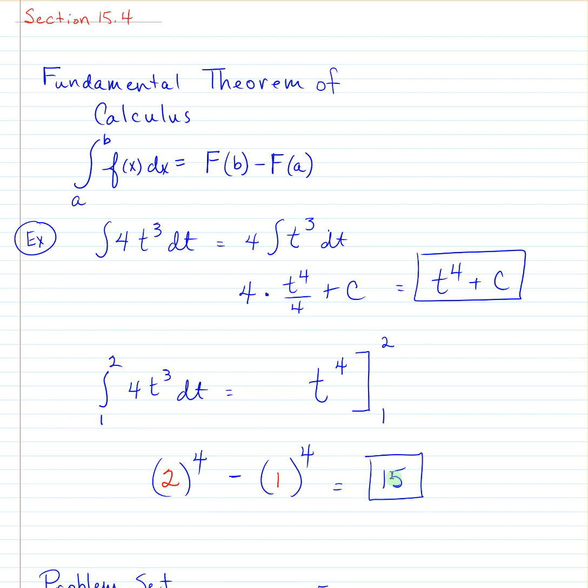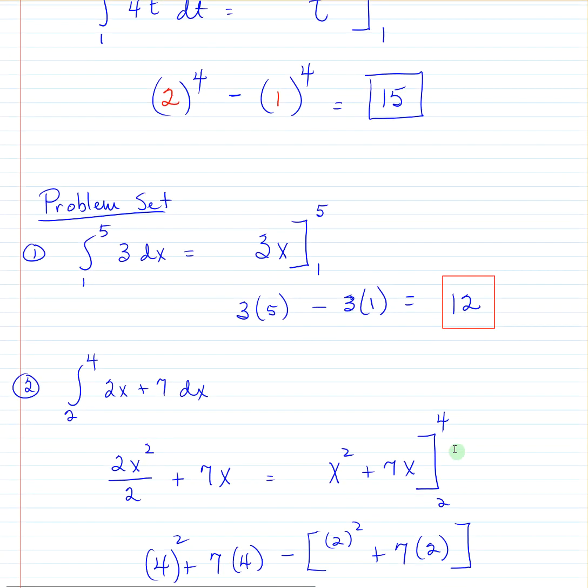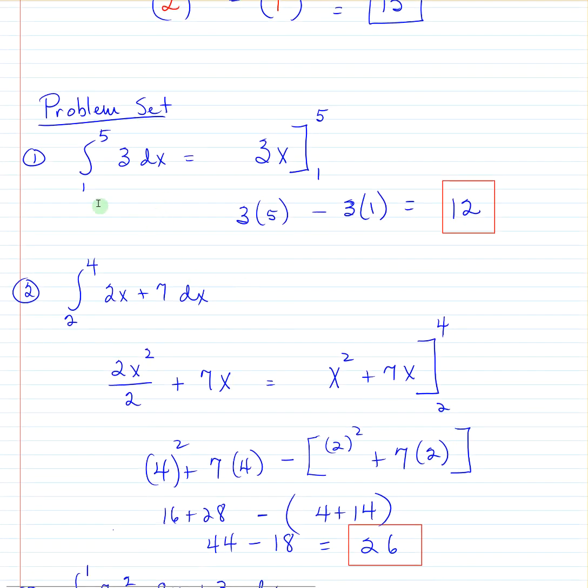Now, there is a way to do definite integrals on the calculator, and we can do those. We'll do some of those by hand, and we'll do some with the calculator. So let's look at our problem set. We start out here, the integral from 1 to 5 of 3 dx. Well, the integral of 3 dx is 3x, and we're going to evaluate it at 5 and 1, so 3 times 5 minus 3 times 1, your answer would be 12.